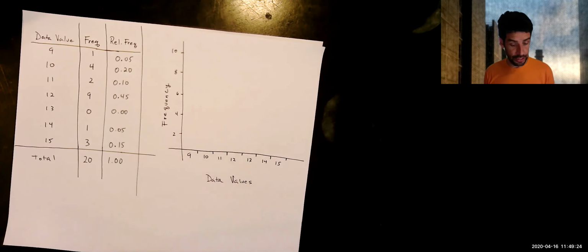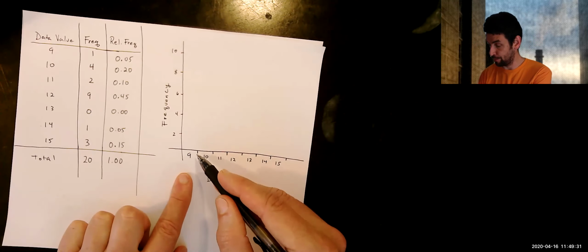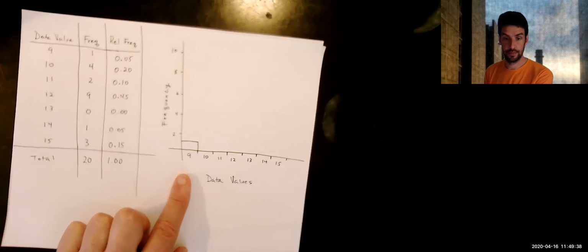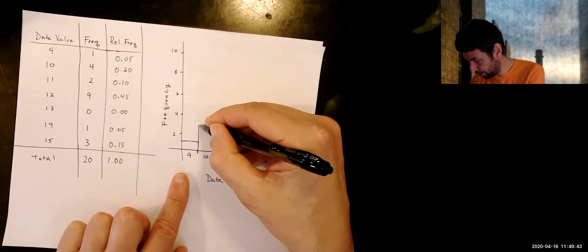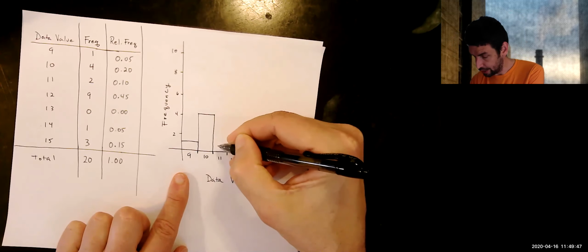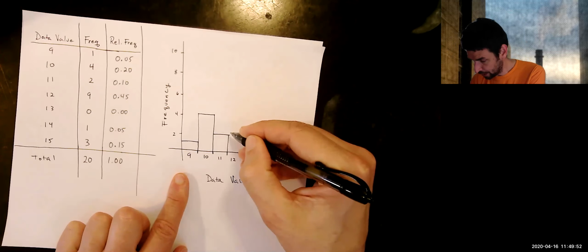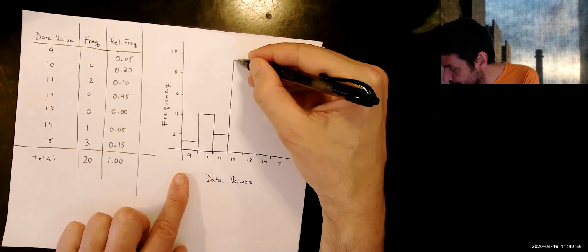So all we do is translate the information here to our graphs. Above the 9, a histogram is a kind of bar graph, so I'm going to put a bar up to the frequency. 9 goes up to 1, right? The data value 10 has a frequency of 4, so I go up to 4. The data value 11 has a frequency of 2. 12 has a frequency of 9. That looks about right there.